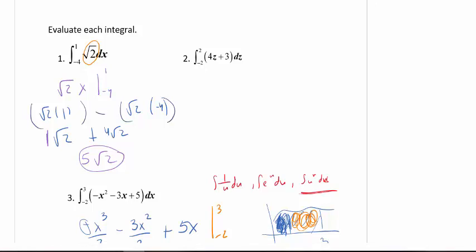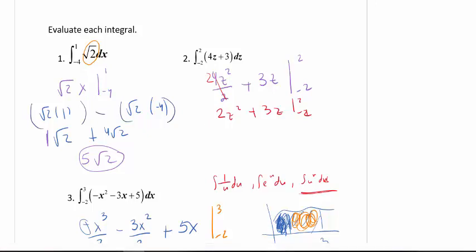Going to number 2, we have 4z plus 3. So remember, we're going to use the power rule here. We add 1 to the exponent and divide by the new exponent. So I'm going to have 4z squared divided by 2 plus 3z. We would normally put a plus c, but we know we're not going to need it since we're evaluating from negative 2. So we have 2z squared plus 3z.